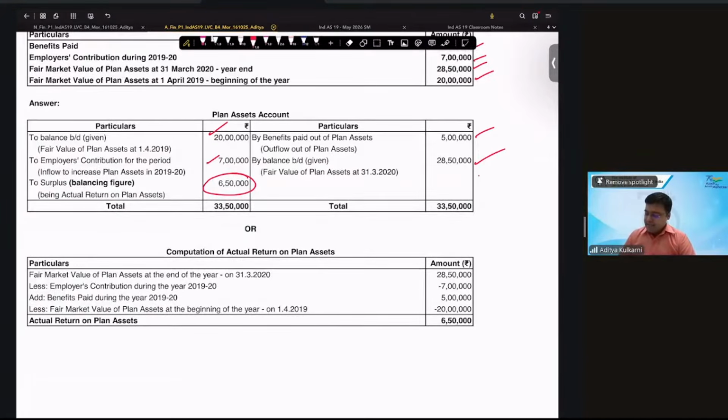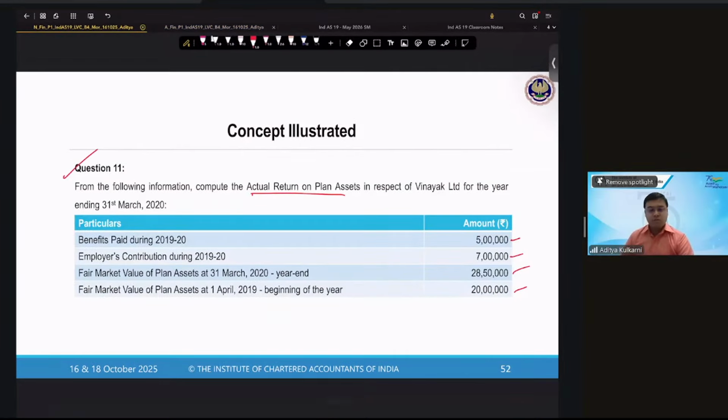In textbooks you will have this in a statement form. Don't memorise the statement form by heart. I am very comfortable with the T form. If you are comfortable with the T form, there is no harm. You can go ahead with a T form account. All right. So that takes care of this question. The whole point is to make you understand how the accounting happens.